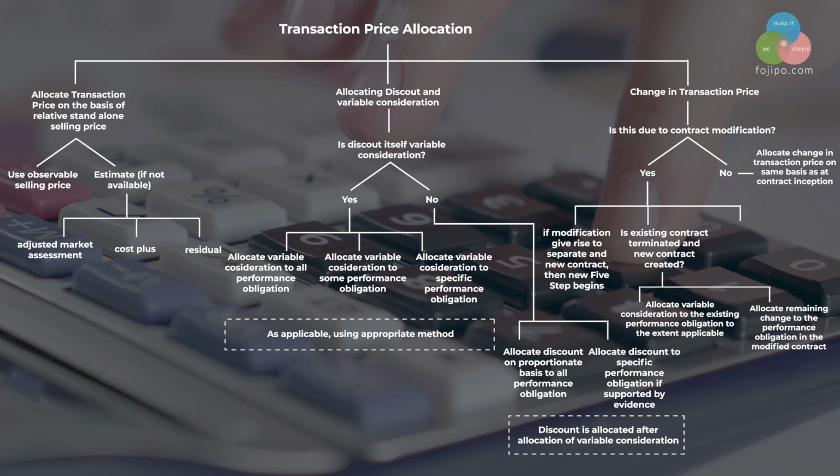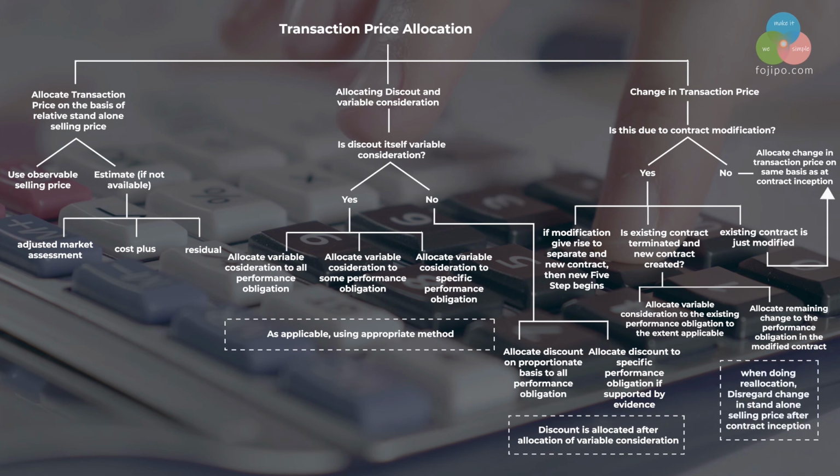It is possible that the contract is simply modified, for example, incentive amount is increased. In that case, allocate the change in transaction price on the same basis as at contract inception. Please also remember that while doing reallocation of the transaction price, change in standalone selling price after contract inception has to be completely disregarded. Meaning, change in transaction price after contract inception will not alter the transaction price allocation percentage to each performance obligation. Though use of relative standalone selling price is the default method for allocating transaction price to each performance obligation, the standard does not preclude use of other methods to allocate transaction price if that is more appropriate.